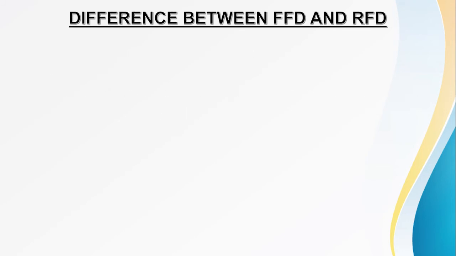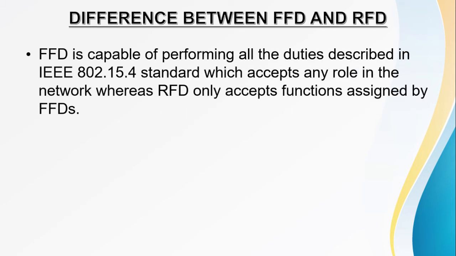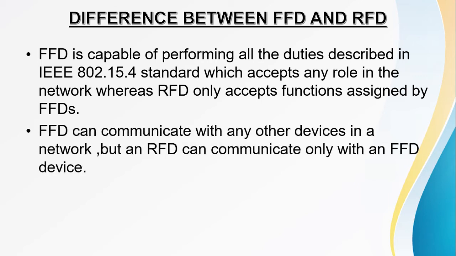Now, the difference between FFD and RFD. An FFD is capable of performing all the duties described in the IEEE 802.15.4 standard, and accepts any role in the network, whereas an RFD only accepts functions assigned by FFDs. FFDs can communicate with any other device in the network, but an RFD can communicate only with an FFD device.